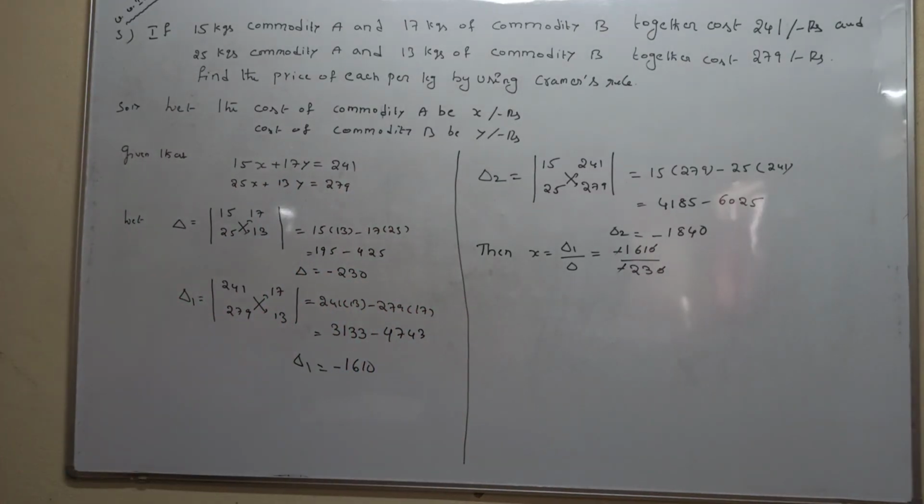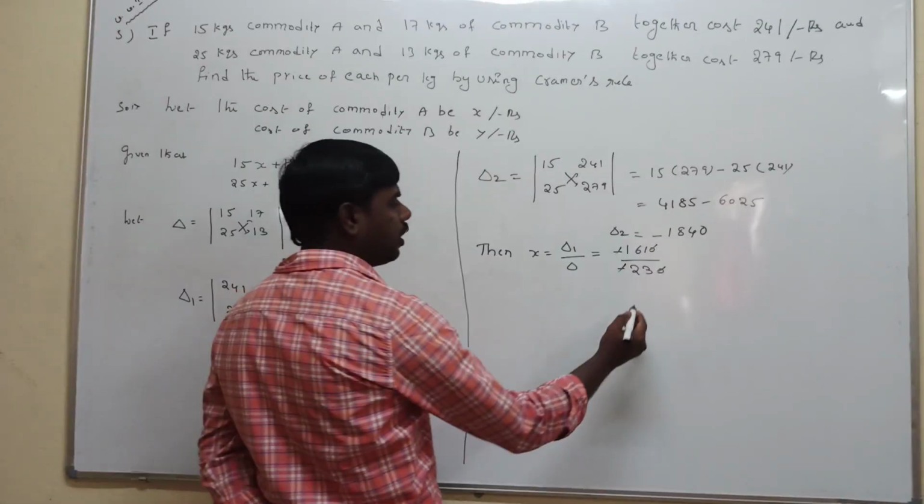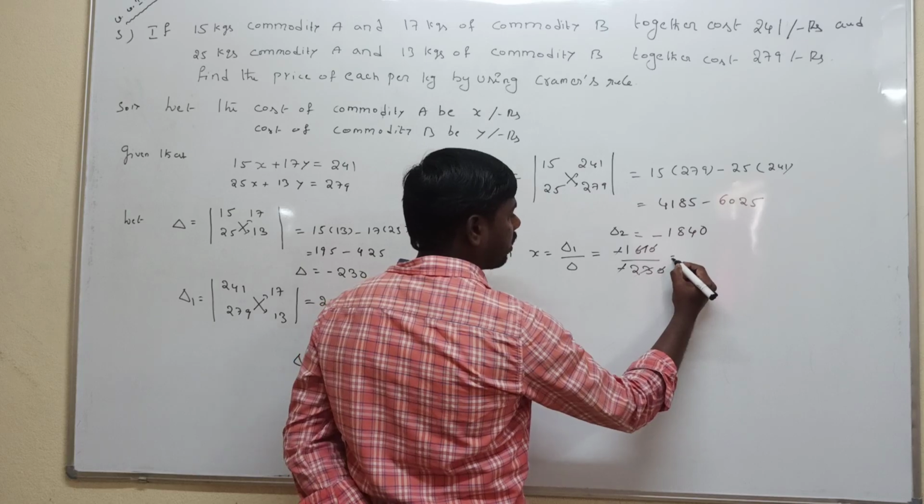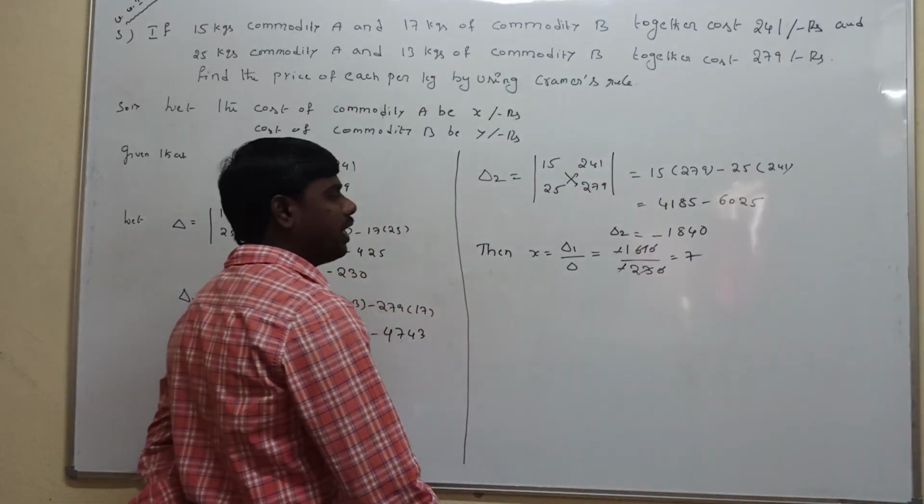The remaining left of the element is 161 divided by 23. Now 23 ones are 23, 23 sevens are 161. So now the x value is 7.